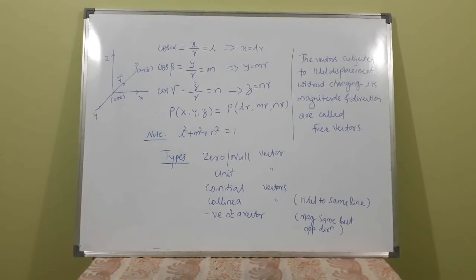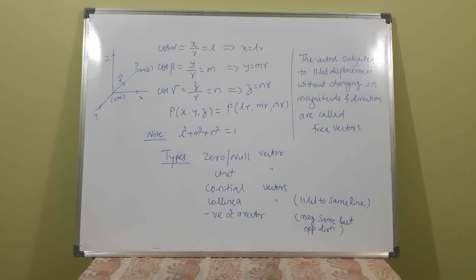Usually cos alpha, cos beta and cos gamma are denoted by L, M and N. L, M and N are direction cosines. That implies x is equal to LR, y is equal to MR and z is equal to NR. That means the coordinates x, y, z can also be denoted by LR, MR and NR. L square plus M square plus N square is equal to 1. That result let us prove in the 3-dimensional geometry topic.